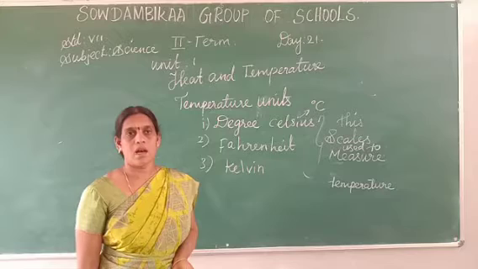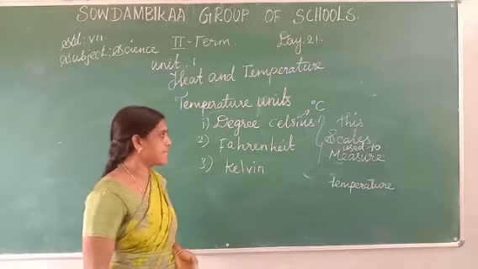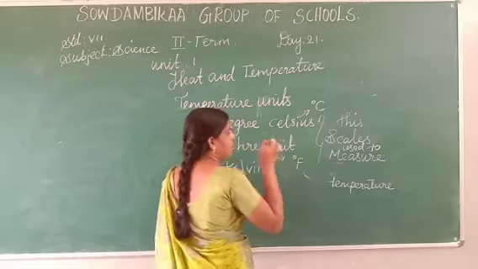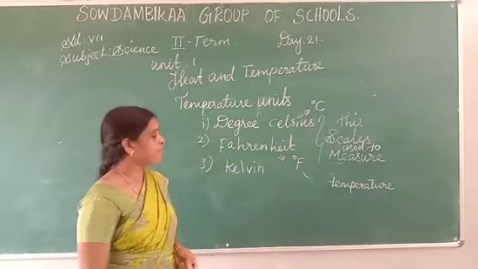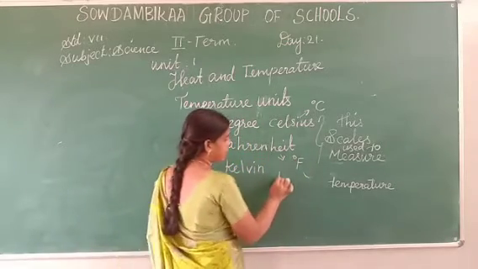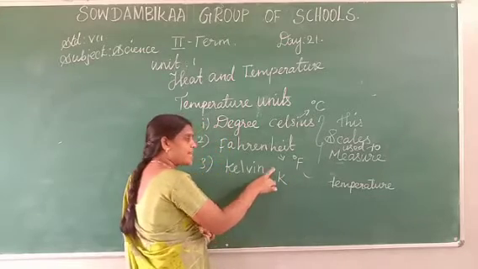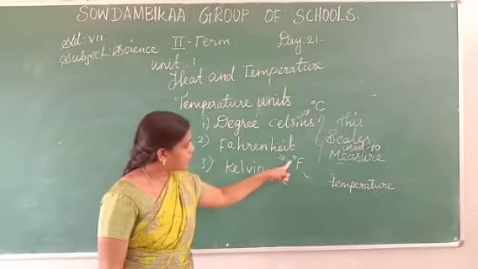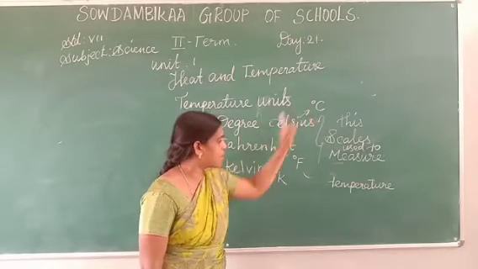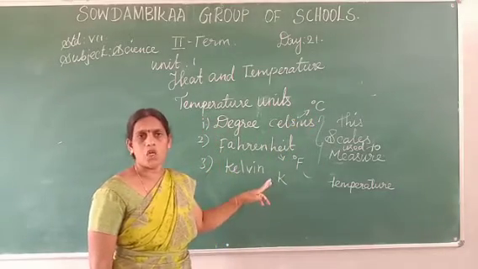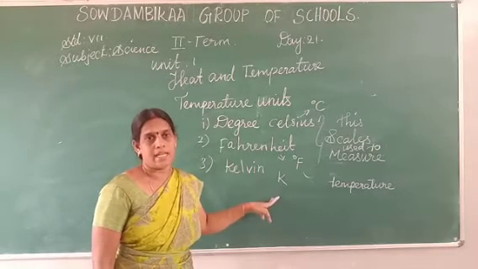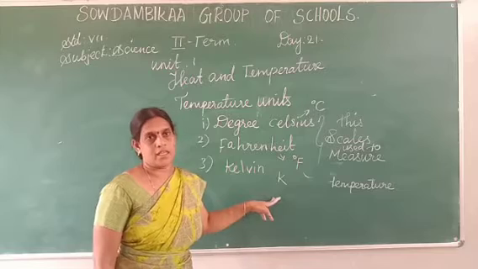Degree Celsius. How to say it? Degree Celsius. What is the symbol of Fahrenheit? Degree Fahrenheit. And what is the symbol of Kelvin? K. No need to write the degree sign here. Why not? Here the degree sign is omitted.